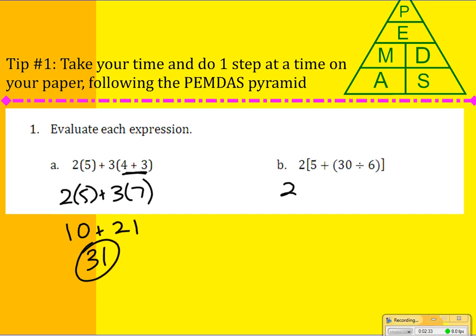Here, this is going to be 2. And then in brackets, I'm going to go 5 plus. This is my step 1 right here. 30 divided by 6 is going to be 5. So now the brackets here end up acting like parentheses. So I've got to put those together first. 5 plus 5 is 10. So simplified, that's just going to be 20.